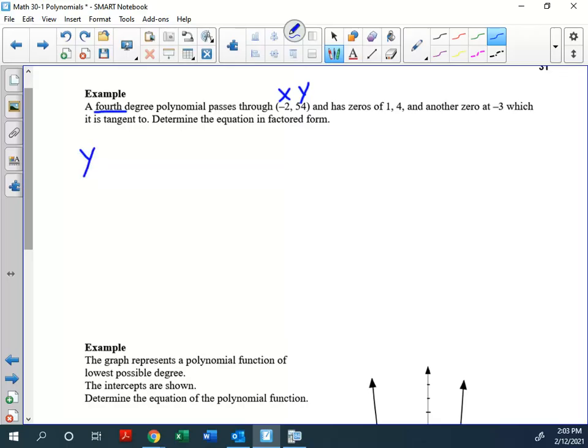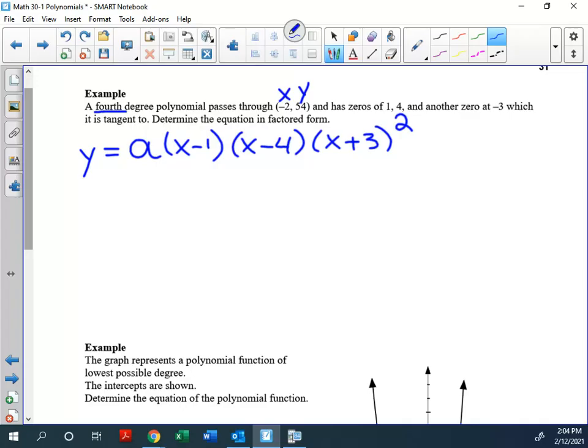All right. Get into the habit that when we start writing the equation, the first thing that goes is that leading coefficient. Start with that a value. It's so important. I have zeros at 1, so its factored form is x minus 1. At 4, so its factored form is x minus 4. And at negative 3, and because it is tangent, it's a degree 2, a multiplicity of 2, an exponent of 2.